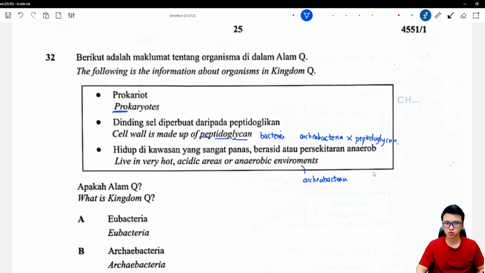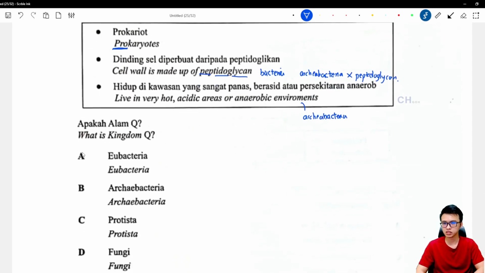So this question has no answer, because bacteria cannot live in a very hot, acidic environment. If you really want to choose one, the answer should be A and B. But you must understand that peptidoglycan is a characteristic of bacteria, while living in a very hot, anaerobic and acidic area belongs to the archaea bacteria. So I don't think there's an answer for this one. We just skip this question. There's no answer for these questions.